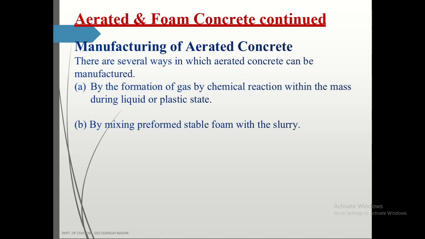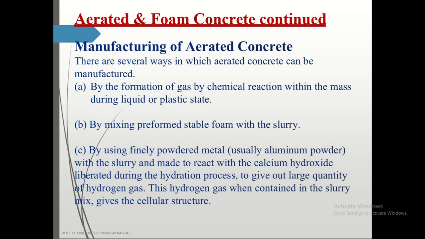If aerated concrete is made by mixing foam, then we can purely call it foam concrete also. And the last way is by using finely powdered metal, that is aluminum powder, usually used in aerated concrete, mixed with the slurry and made to react with the calcium hydroxide that is liberated during the hydration process, to give out a large quantity of hydrogen gas. This hydrogen gas, when contained in the slurry mix, gives the cellular structure.